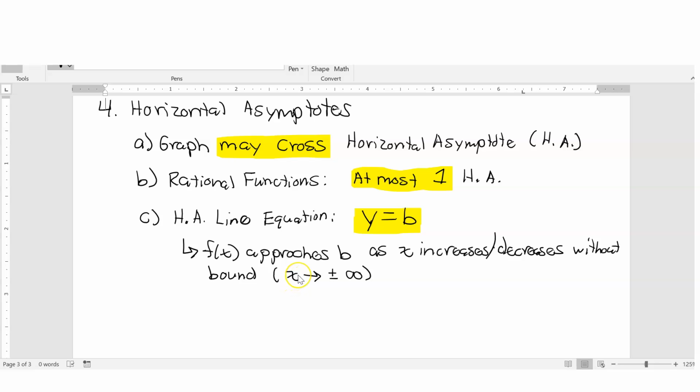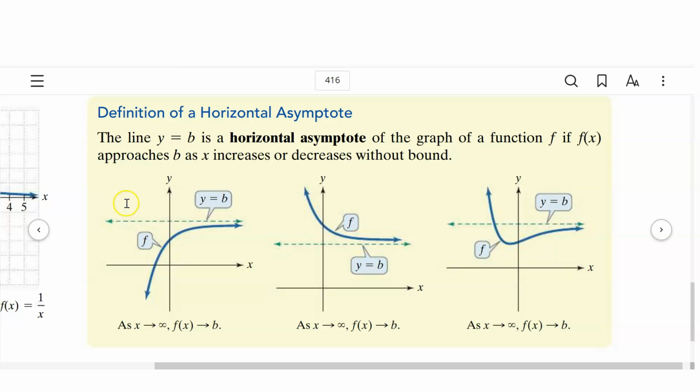What's the behavior of the graph? Your textbook will illustrate this definition. So notice, as x, say, goes to positive infinity, it approaches this value y equals b. And we see that here. And even though in this case it does not cross the horizontal asymptote, here we get an example where it does, and then we'll approach that value b as x goes to positive infinity.